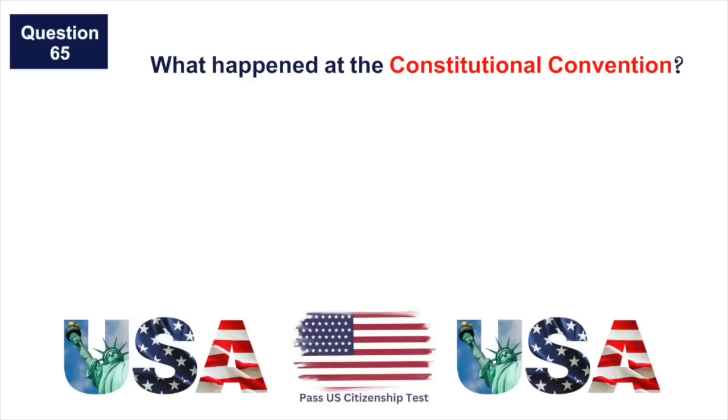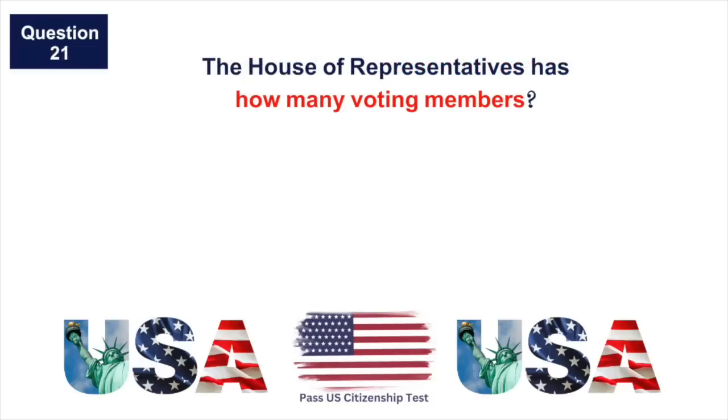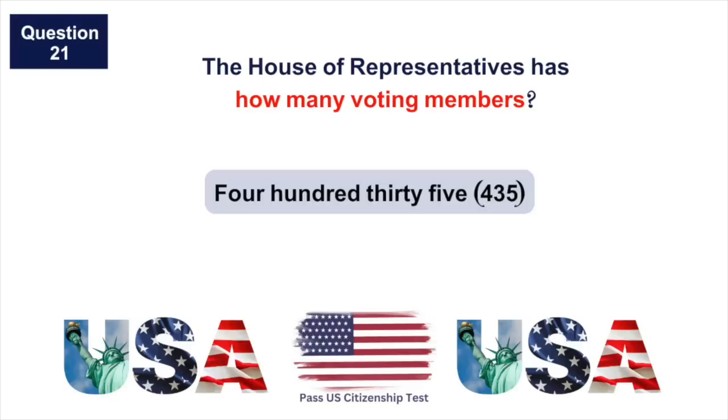What happened at the Constitutional Convention? The Constitution was written. The House of Representatives has how many voting members? 435.